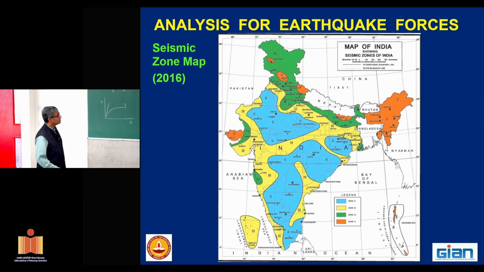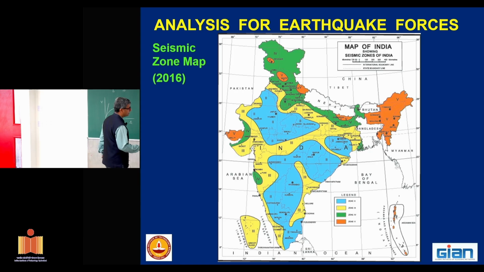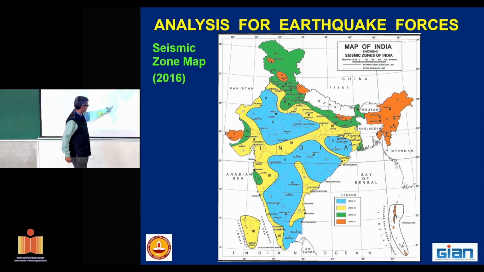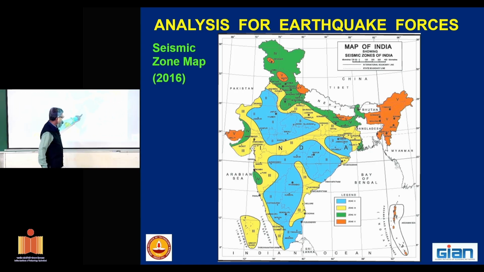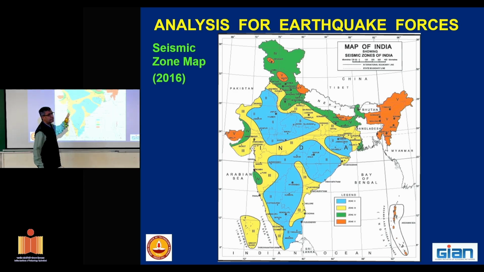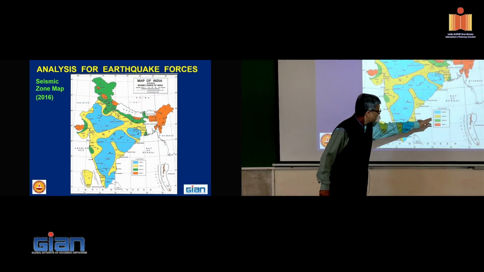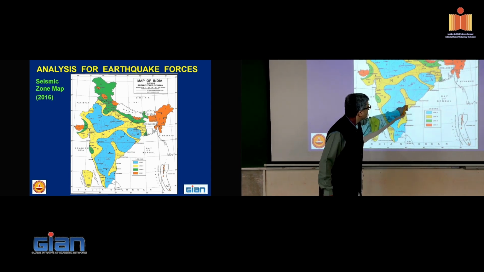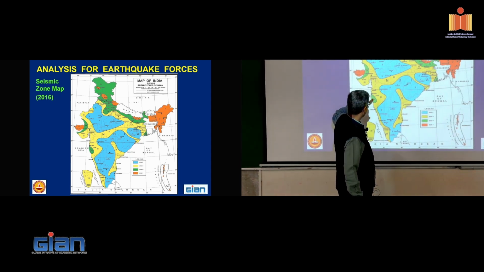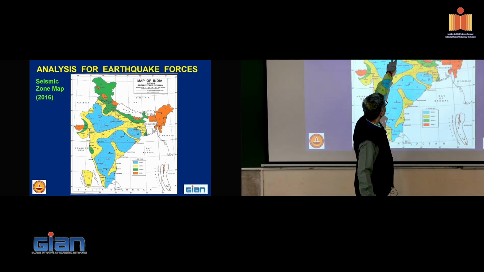Now this is the zone map in 2016. What are the 4 zones? Hyderabad falls here, which is zone 2. There is no zone 1. Earlier there used to be a zone 1, but zone 1 has been removed. Then zone 3, zone 4, and these are zone 5.